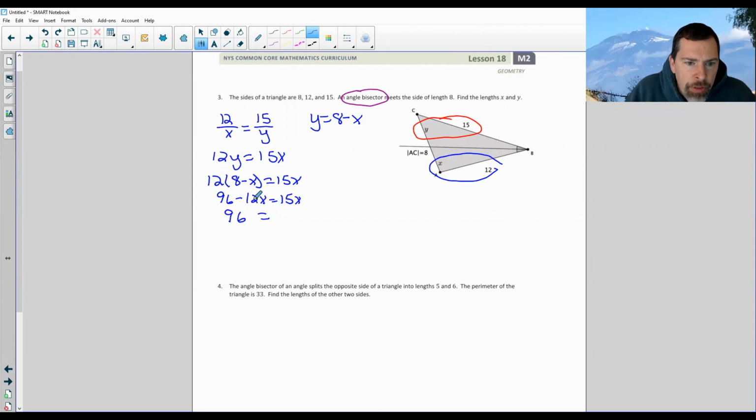96 equals 12x, to both sides I'm going to add, and that's going to be 27x. Divide both sides by 27. It's not a pretty number. It's a fraction, but that's okay. We need practice with fractions, I guess.